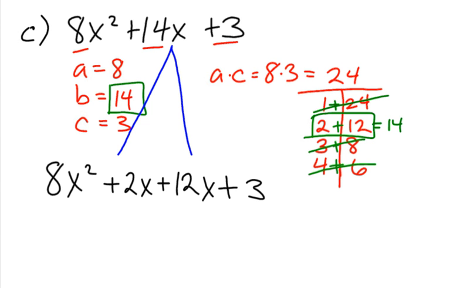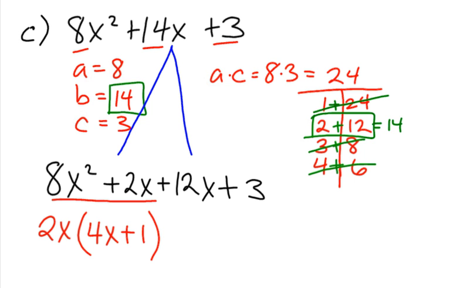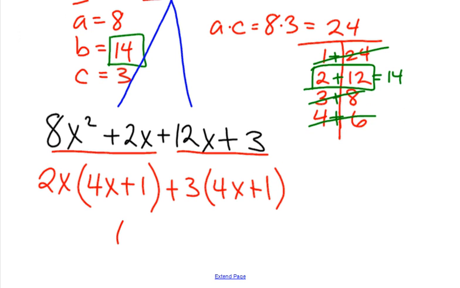So now, factor by grouping. My first pair, I have a common factor of 2 and x. When I divide by that, you're left with 4x plus 1. And in the last one, I have a common factor of 3, and then you also get 4x plus 1. So my final answer is 4x plus 1 times 2x plus 3.